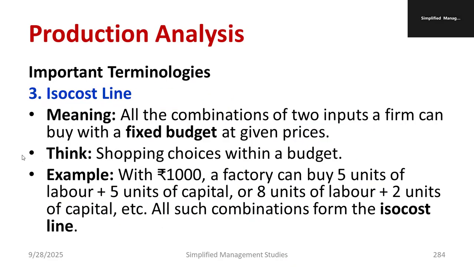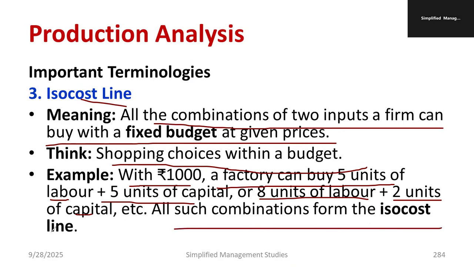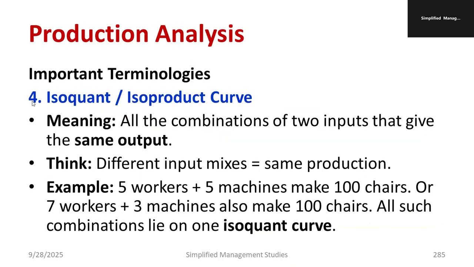The third terminology is the iso-cost line. What is the meaning of iso-cost line? All the combinations of two inputs a firm can buy with a fixed budget at given prices will create an iso-cost line. Think of shopping choices within a budget. With 1,000 rupees, a factory can buy 5 units of labor and 5 units of capital. Another option: 8 units of labor and 2 units of capital. All such combinations form the iso-cost line. Suppose we have limited money, we manage the purchasing based on that amount. Am I correct? Yes, the same concept is applicable to iso-cost.